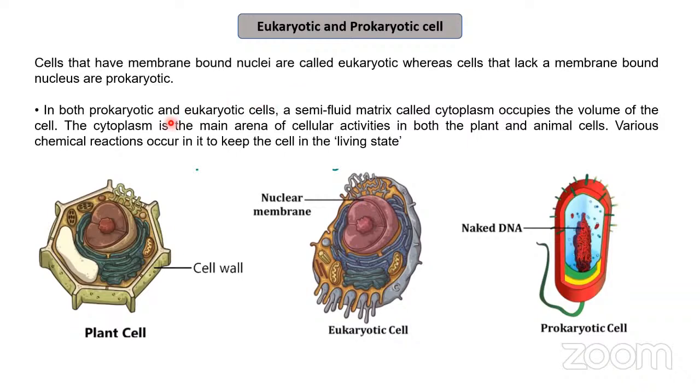In both prokaryotic and eukaryotic cells, a semi-fluid matrix called cytoplasm occupies the volume of the cell. So cytoplasm is present in both. As I mentioned, cytoplasm is the main area where the cellular activities in both plant and animal cells take place. Most of the chemical reactions which are important for the survival of the cell take place in the cytoplasm itself. Most of the enzymes, most of the protein reactions, most of the enzymatic reactions take place in the cytoplasm.